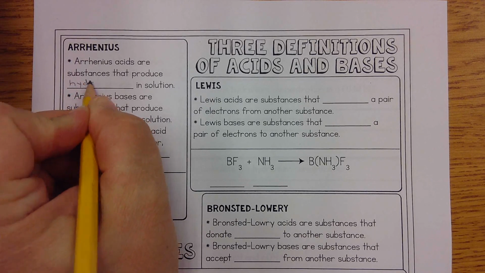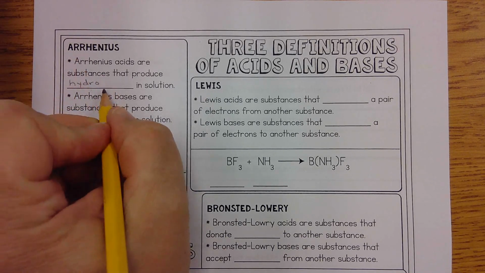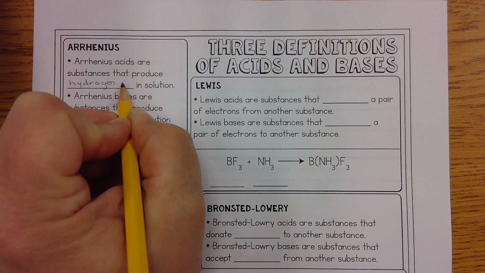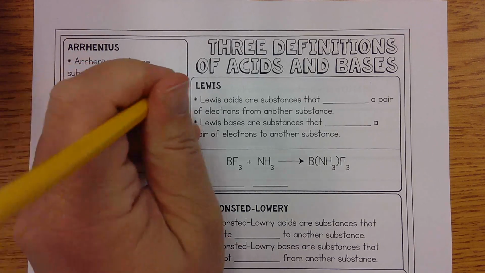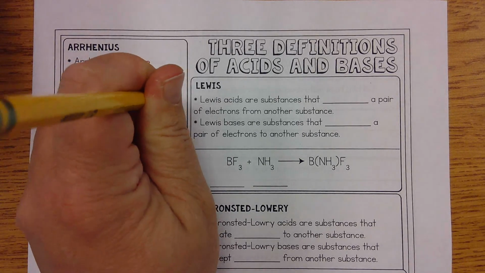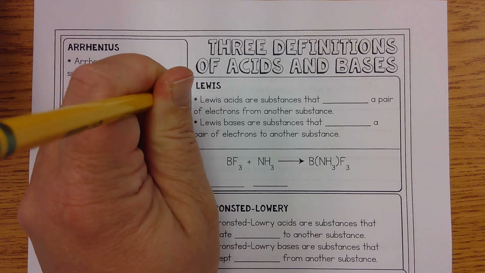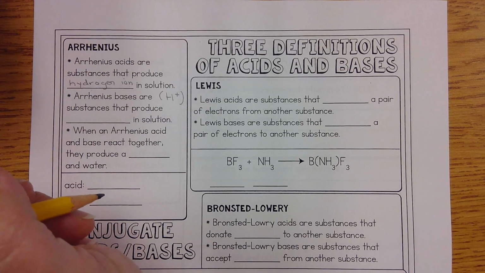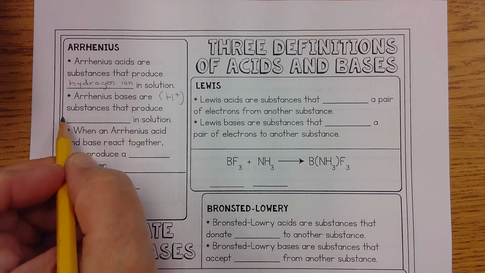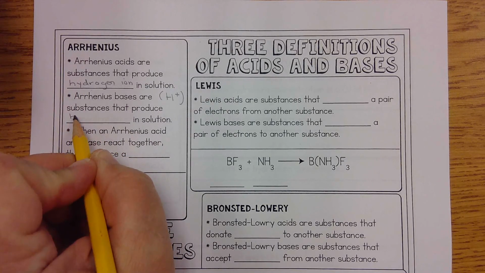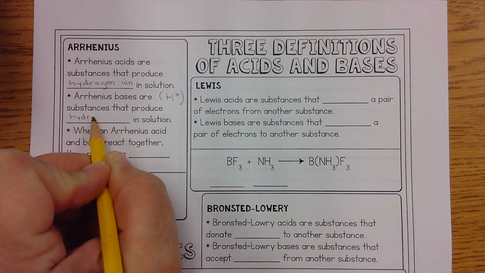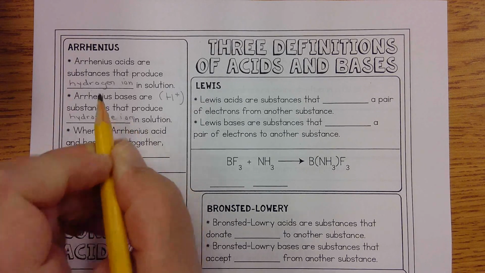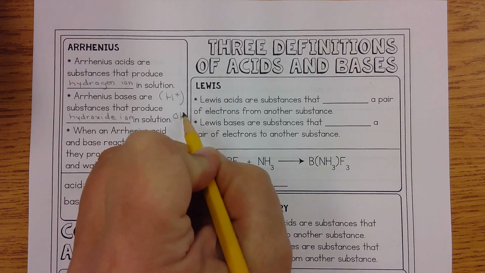Remember we talked about that in the last section. Also called hydronium ions. Hydrogen ions in solution. So those are H plus, right? Hydrogens with one less electron, so they have a positive charge. And Arrhenius bases are substances that produce hydroxide ions in solution. That is the OH minus.